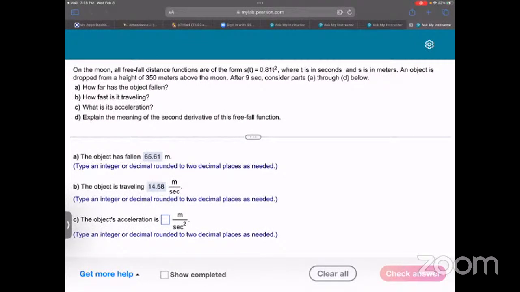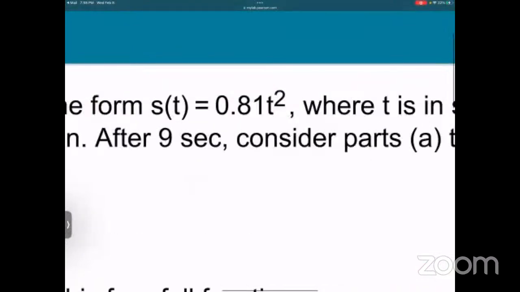So for B, for the velocity function, we took the derivative of the position function, right? So this guy here, when you take the derivative, the 2 comes down. We have 2 times 0.81 times 9 in this case. And that's how we got the 14.58.